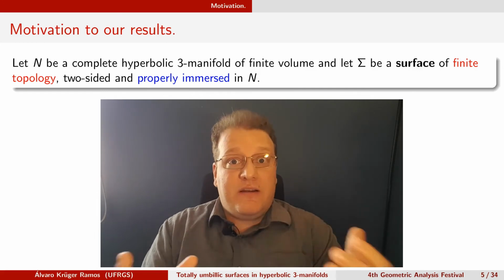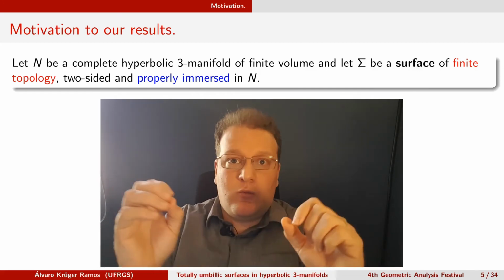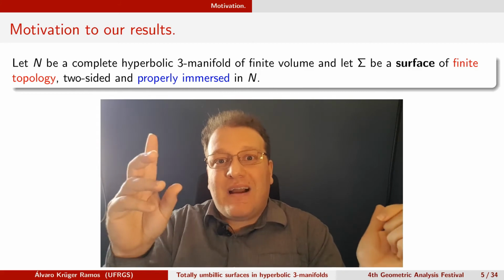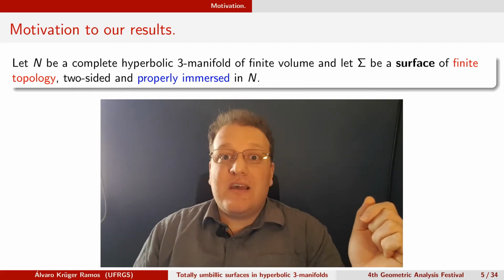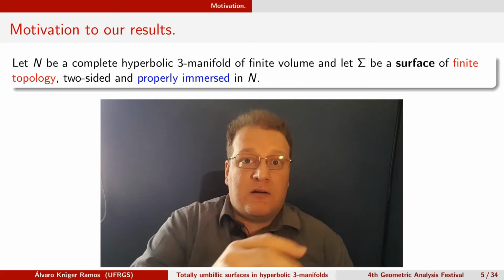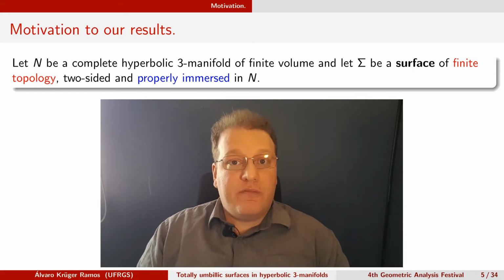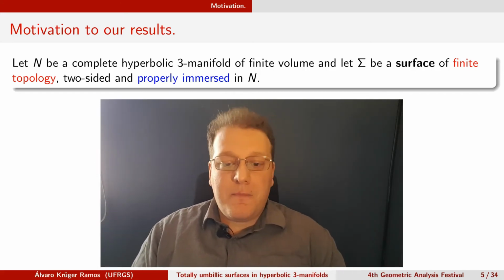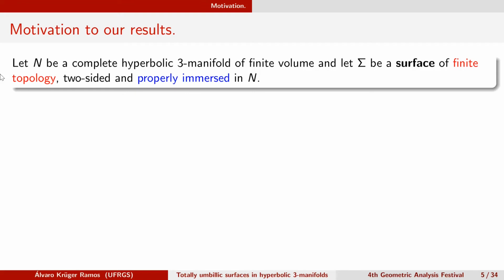So a surface has finite topology if it is a closed surface with genus G and a finite number of points removed. So these points are like the ways of going to infinity on the surface, okay? So you take this hyperbolic manifold of finite volume and you take a surface of finite topology which is two-sided, think orientable, and properly immersed in N.